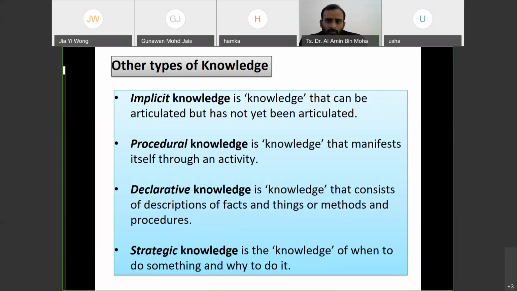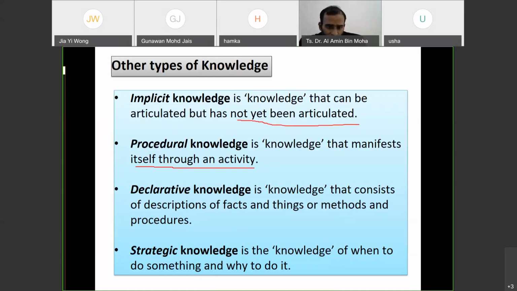And we have other types of knowledge. Implicit knowledge is knowledge that can be articulated but has not yet been articulated. And we have procedural knowledge. It's knowledge that manifests itself through activities. It's procedure based, maybe more experience based, that it can expand itself.